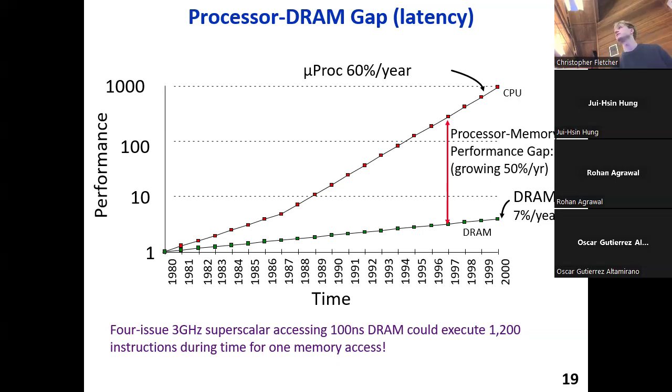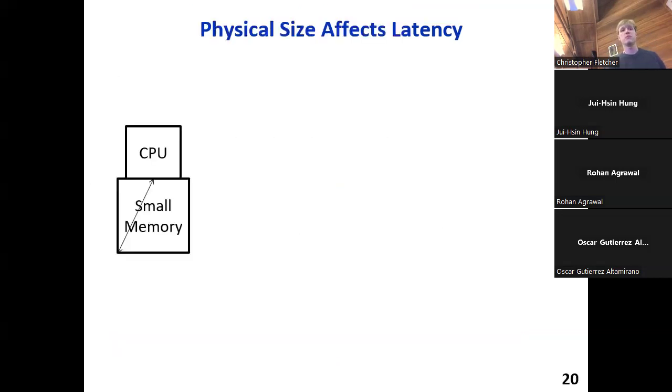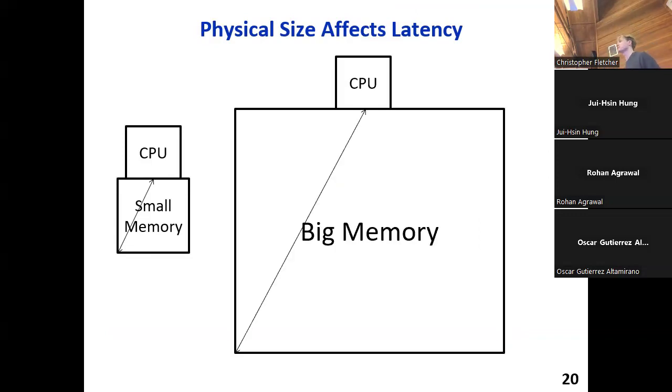Just some laws of nature related to this that motivate how we design memory hierarchies. The first is that the larger the memory, the slower it is to access. And that tells you why DRAM is so slow.